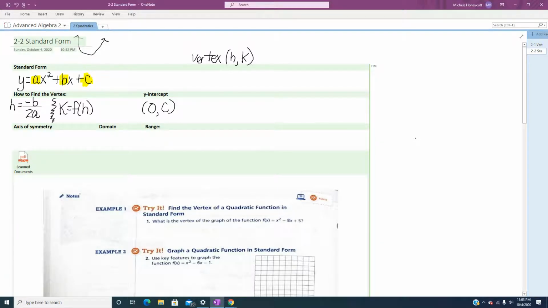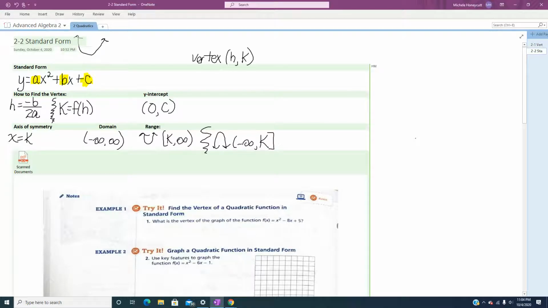All right, domain, I know I skipped axis of symmetry, but domain is still negative infinity to infinity. The axis of symmetry is still x equals whatever the h value is. And the range, again, depends on how your parabola opens. If your parabola opens up, the range will be from that k value to infinity. If the parabola opens down, then your range will be negative infinity until the k value, with a bracket on the k.